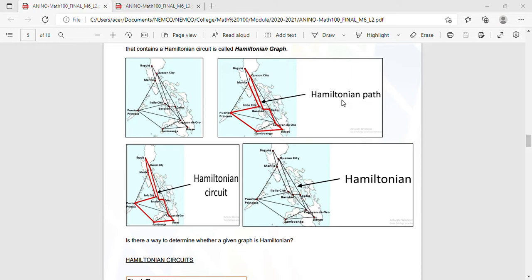In an Euler circuit, you travel all the edges and then you go back to your starting point. Now, in a Hamiltonian circuit, you travel all the vertices only once. Again, only once. You cannot go back and forth, and then you go back to your starting point. That is what we call a Hamiltonian circuit. And if that is a Hamiltonian circuit, then that is also a Hamiltonian graph. Is it clear?